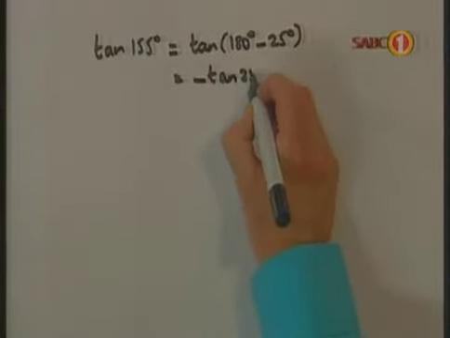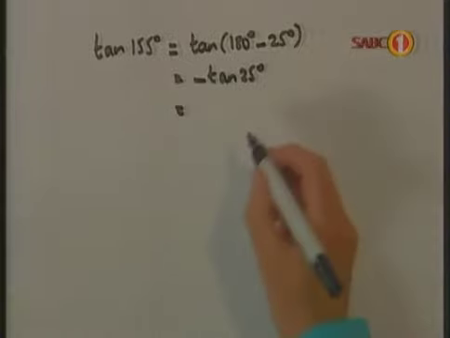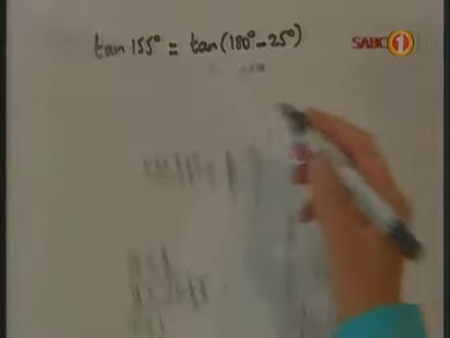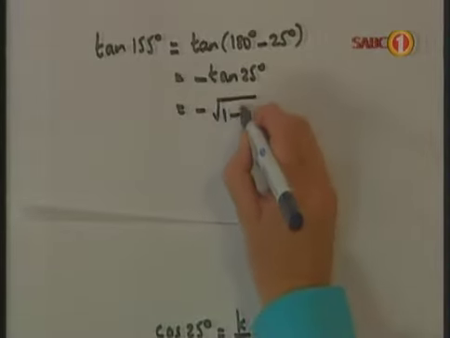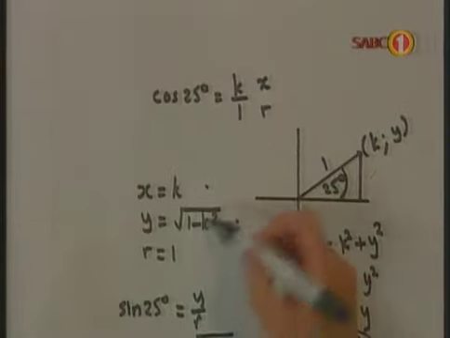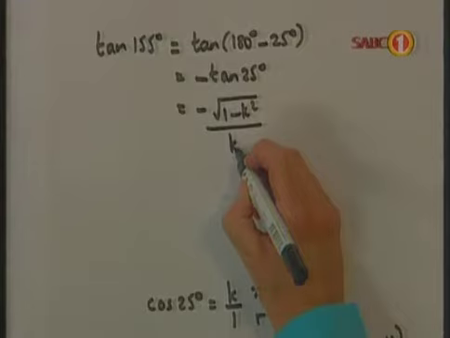These diagrams are so important. And what do we know about tan? Tan is y over x, which is going to be the square root of 1 minus k squared all over k. Okay, there we go. And that's pretty straightforward there.